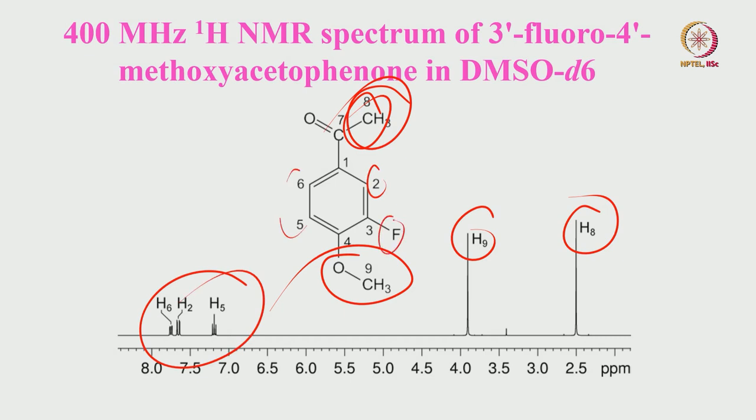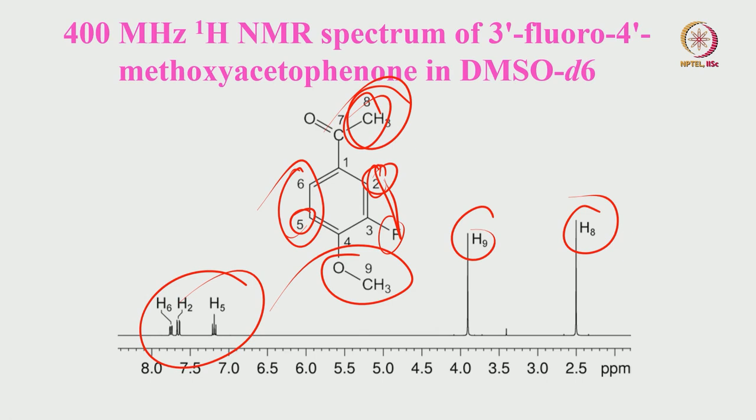Remember, fluorine is a spin-1/2 nucleus with 100% abundance. So fluorine-proton couplings are reflected in this spectrum. Looking at the spectrum, I try to make the assignment, which proton is which. Very easily you can do that. If you look at this one, it experiences only one ortho coupling, so it has to be a doublet. This one experiences only one coupling with fluorine, so it has to be a doublet.